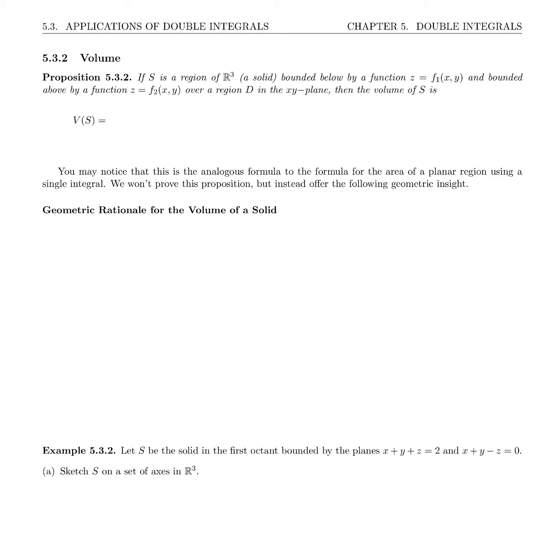In this video, we're going to look at proposition 5.3.2 about volumes using double integrals. So if S is a region of R3, meaning a solid, bounded below by a function z = f1(x,y), and bounded above by a function z = f2(x,y) over a region D in the xy plane, then the volume of S is the double integral over D of the top surface, f2(x,y), minus the bottom surface, f1(x,y), dA. Top surface minus bottom surface.